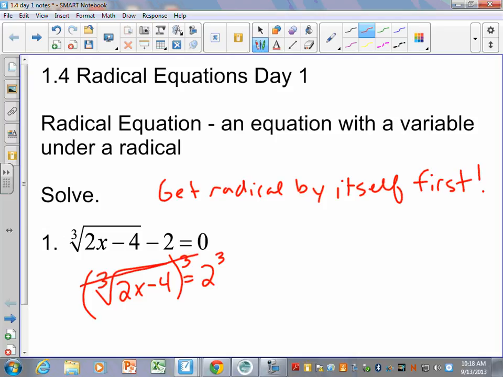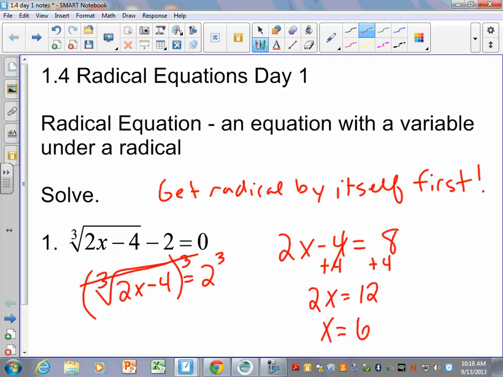I'm going to come up here, and I would just be left with 2x minus 4 equals 2 to the third power, which is not 6. It's 2 times 2 times 2, which is 8. And then once you do that, you're just solving that, right? So I'm just going to add 4, and I'm going to get 2x equals 12, and divide by 2. And I get that x equals 6.